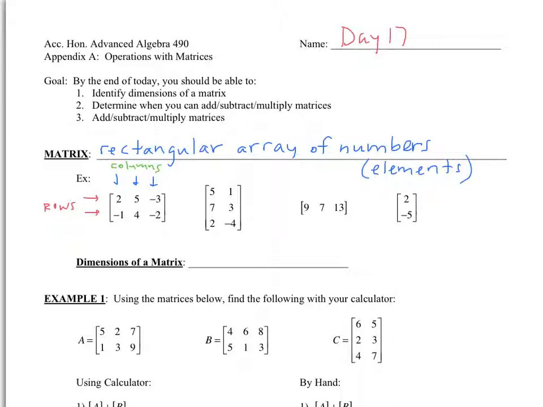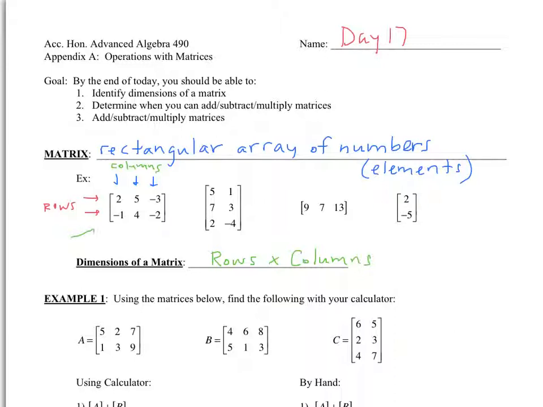Okay, does anybody know how we state the dimensions of a matrix? Okay, you probably have heard of it. We discussed the dimensions of a matrix as the rows by columns. So let's quickly go up above and state the dimensions of these four matrices.